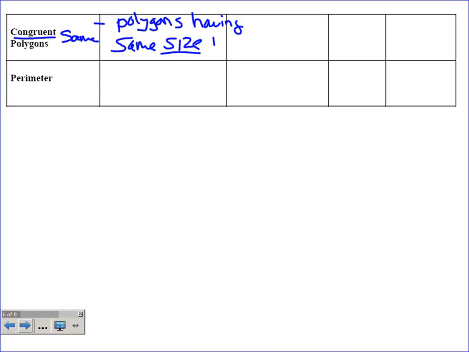Okay, we're almost there. Congruent polygons. What does congruent mean? Same. Check this out. Polygons. This is so easy. Polygons having the same size, that's one thing, and shape. Okay, that's the easy way of putting it. Same size and shape.